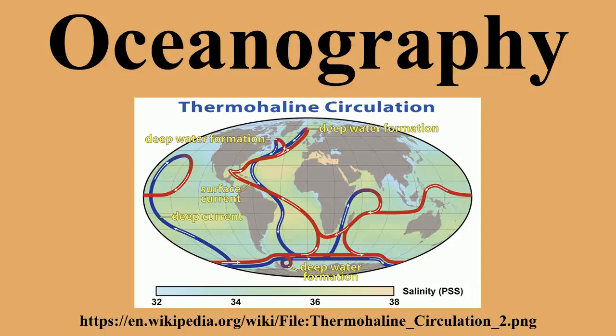Branches. The study of oceanography is divided into four branches. Biological oceanography, or marine biology, investigates the ecology of marine organisms in the context of the physical, chemical, and geological characteristics of their ocean environment and the biology of individual marine organisms.